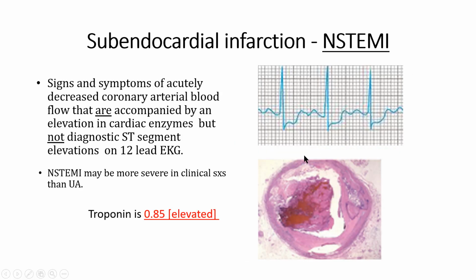Next is going to be that subendocardial infarction, which clinically we will refer to as a non-STEMI. Here we will have signs and symptoms of acutely decreased coronary arterial blood flow that are accompanied by an elevation in cardiac enzymes, as attested to by an elevated troponin level, but not diagnostic ST segment elevations on EKG. This patient comes in with chest pain. Their EKG could be normal, or it could show some ST segment depressions or T-wave inversions, just like the EKG shown here, but the main thing is that they have an elevated troponin. This is typical of a subendocardial infarction where that initial layer of the heart has been damaged by decreased blood flow.